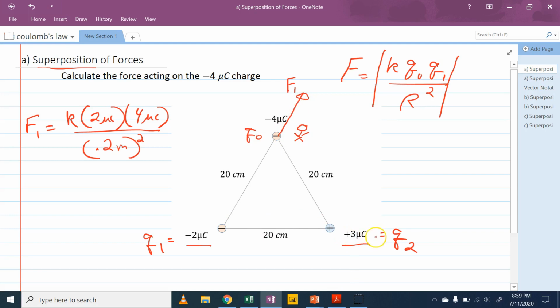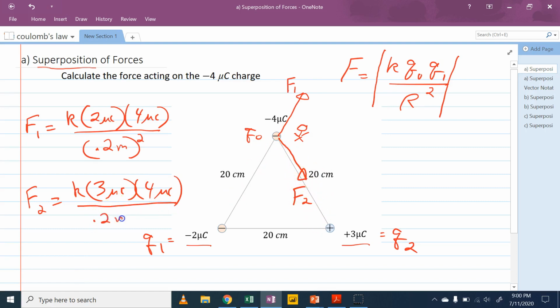Secondly, then we have Q2 is positive and the object is negative. That's attract. So we want to attract to the positive, right? So we would have F2, and F2 is just K, 3 micro, 4 micro, KQQ, the product of the 2 charges over the separation distance, which turns out to also be 0.2 meters squared. And then we would have to add vectors.